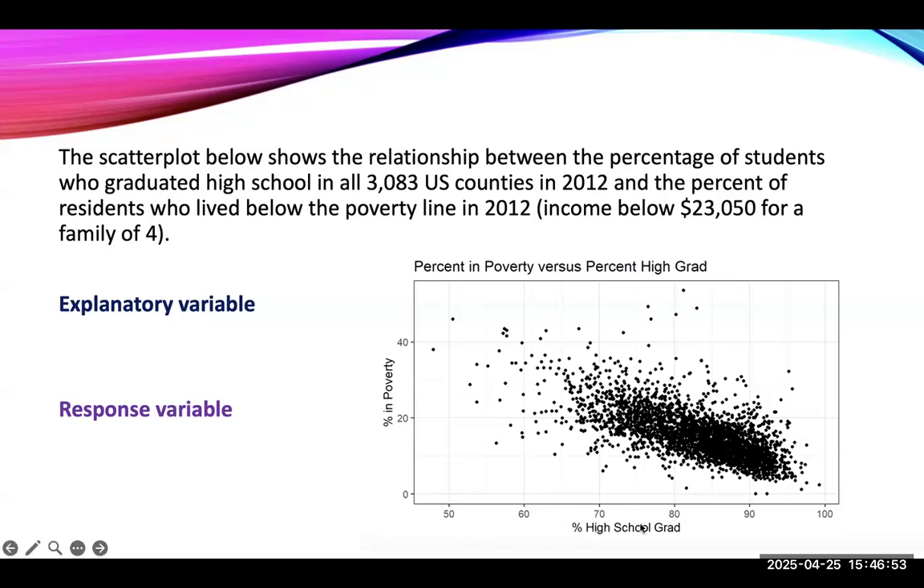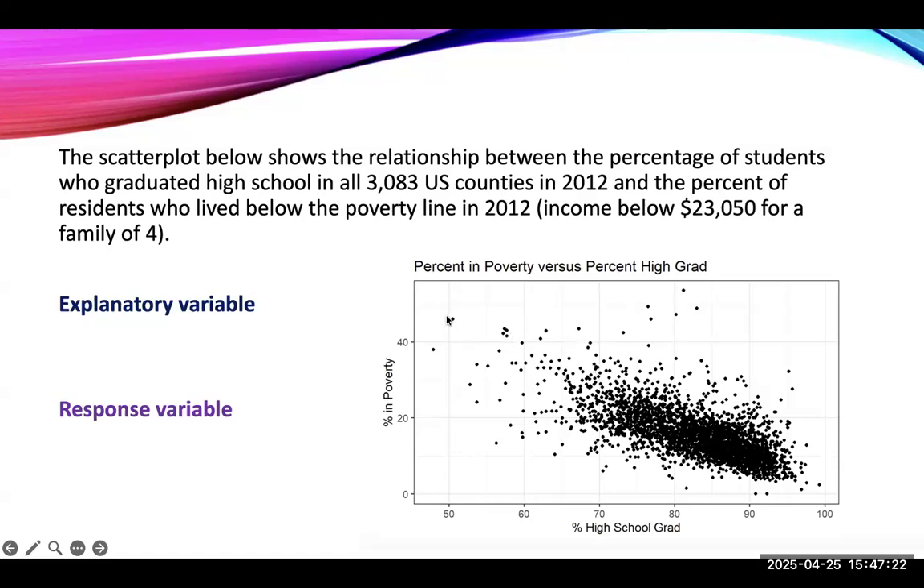On the x-axis, we have percent of high school graduates. And notice the tick marks here. So 50 is 50%, 60%, 70%, 80%. And on the y-axis is the percent of people living in poverty. And our tick marks are 0, 20, 40. Now, there's about 3,000 counties in the US, and each one of these dots represents a county.